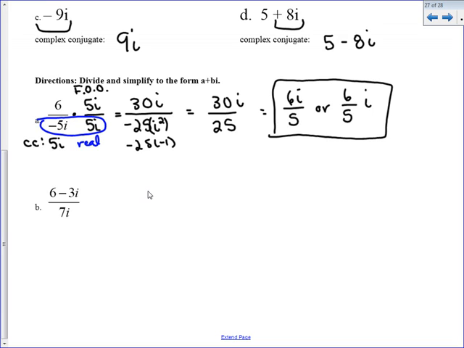So for B, I always find the conjugate for the denominator. So my denominator is positive 7i. What's my conjugate? Negative 7i. Just change the sign of the imaginary term. It's the only term there. Now I'm going to multiply by my conjugate, both the numerator and denominator, because I've got to use a form of 1 since we're working with an expression.